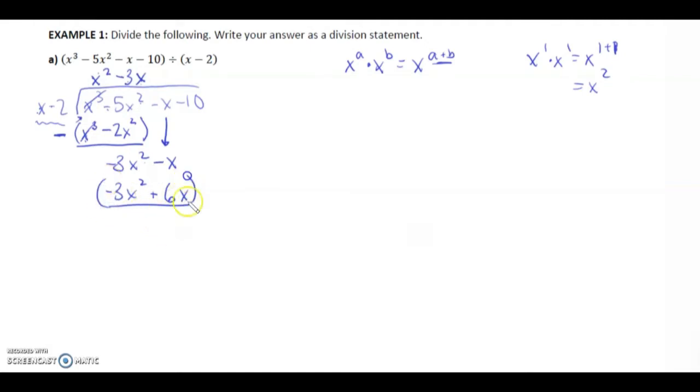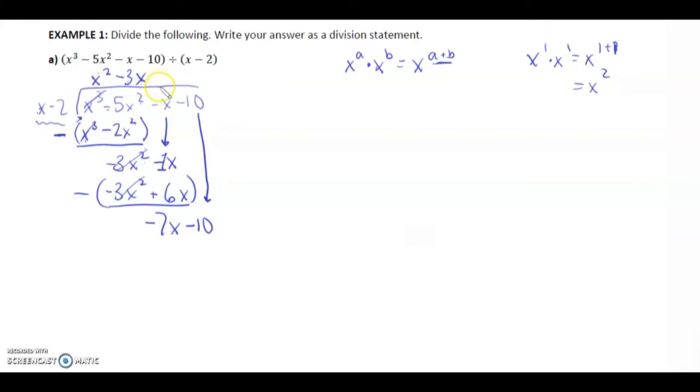And now we subtract. So these two terms are the same. We cancel them out. Now we get negative 1x minus 6x. I get negative 7x. Okay, so now we're going to bring down the negative 10.